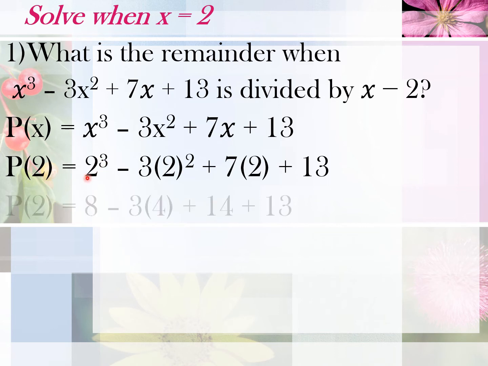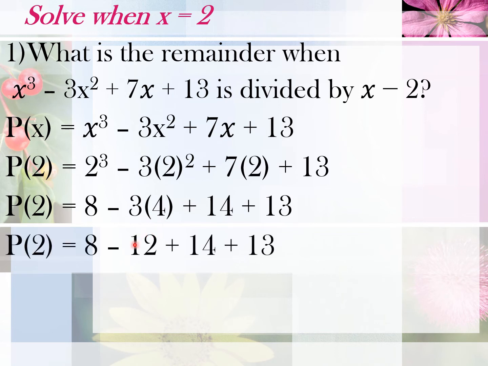Then, simplify. Simplify natin. 2 cubed is equal to 8. That is 2 times 2 times 2 is 8. And then, 2 squared or 2 times 2 is 4. Then, 7 times 2 is 14. Then, bring down 13 lang. Next naman is yung parenthesis muna dito. So, 3 times 4, that is equal to 12, or negative 3 times 4 is negative 12. Yan, para ma-include natin yung sign.